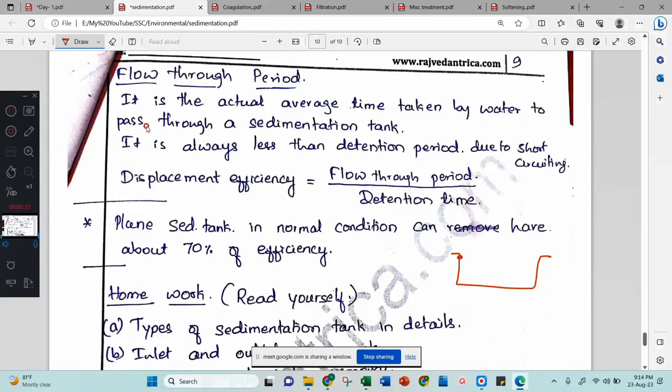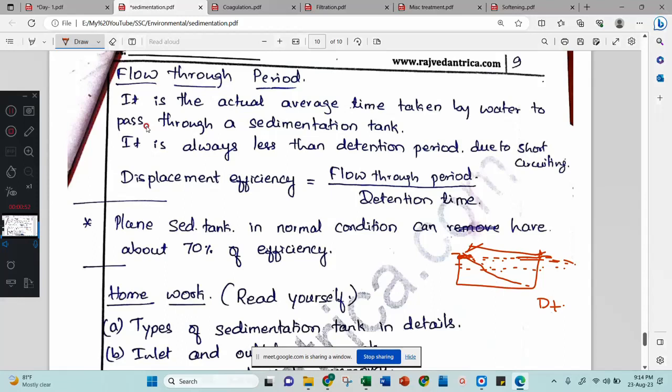The particle has to come from here and it has to pass through this one, all the way it has to go through. That is your DT, detention time. But some particles will not go down. They will go to the top here and they will escape. This escaping time is considered as the flow through period.